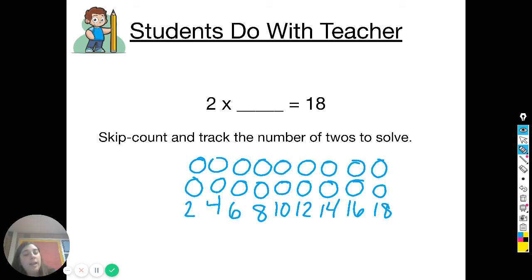Okay, so let's go ahead and take a look at our skip count. We counted 2, 4, 6, 8, 10, 12, 14, 16, 18. So we counted by 2's all the way up to 18. How many times did I have to count by 2? 1, 2, 3, 4, 5, 6, 7, 8, 9. 2 groups of 9 equals 18. So I have 2 rows of 9.